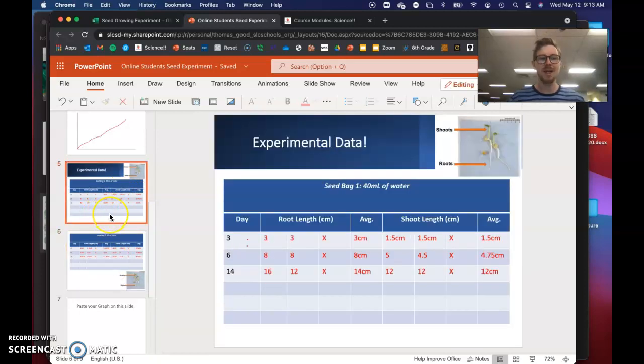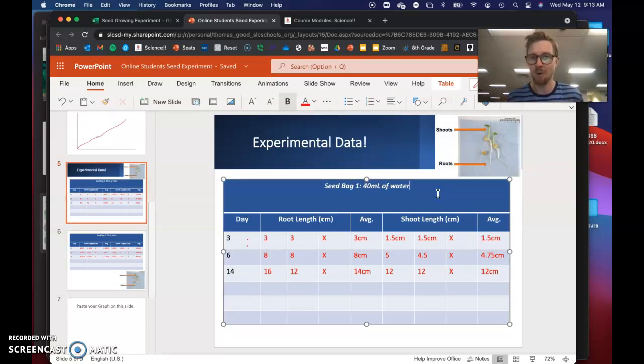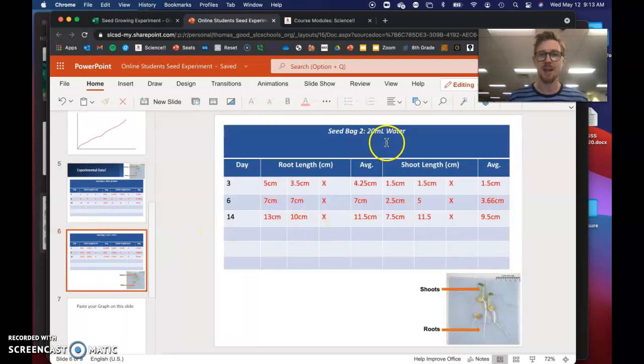The way that we online set up our experiment is we decided that our first bag, so this whole data table, we put in 2 seeds with 40 milliliters of water. So a lot of water. That's all this data. We measure the roots and shoots of those 2 seeds. Then in this bag, we only had 20 milliliters of water, so a little bit of water, half of the water of the first bag, 2 seeds each. The X's, again, represent that 3rd seed that we didn't have.